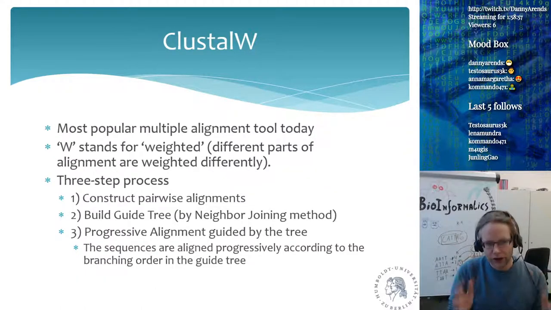So Clustal W is one of the most popular multiple alignment tools today, or today it is actually Clustal Omega for doing everything, but the W here stands for weighted, so different parts of the alignment are weighted differently. It's a three-step process where you first construct pairwise alignments between all sequences, then you build a guide tree using a neighbor joining method, and then you have progressive alignments guided by the tree. The sequences are aligned progressively according to the branching order of the guide tree.